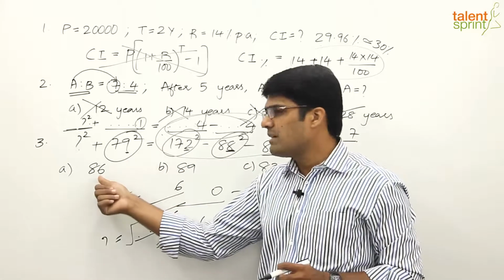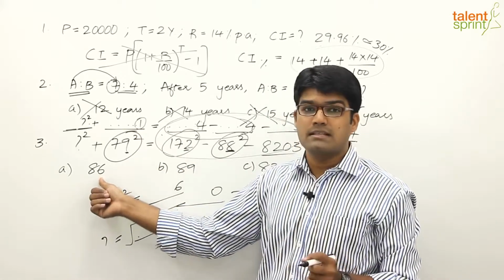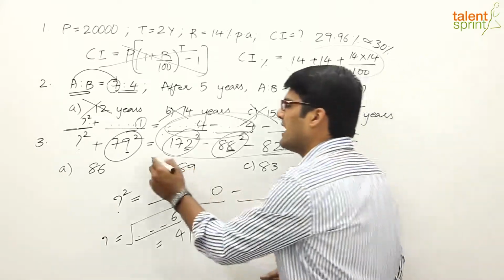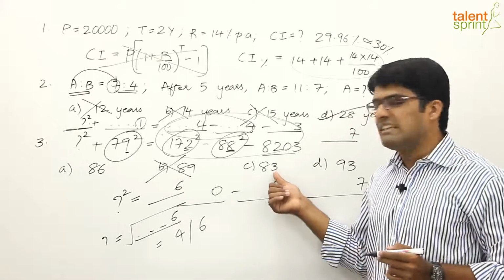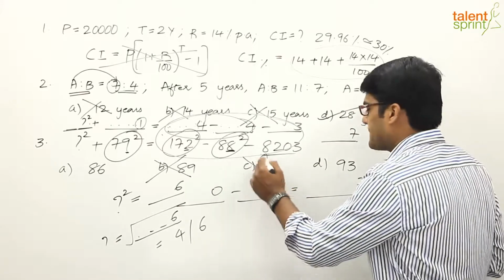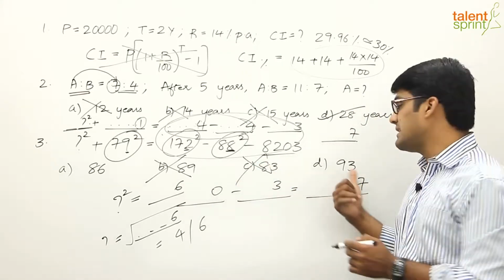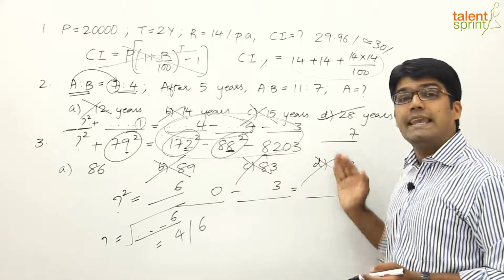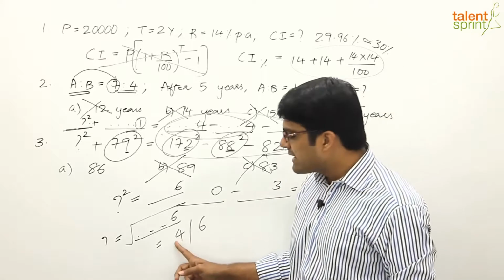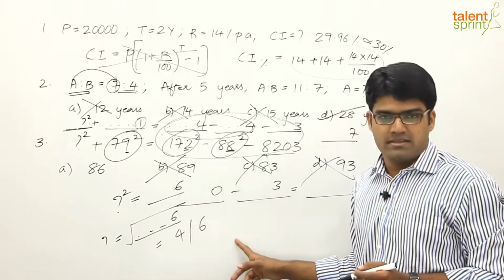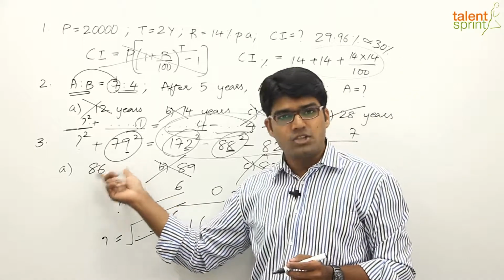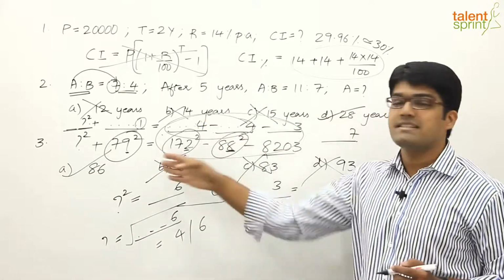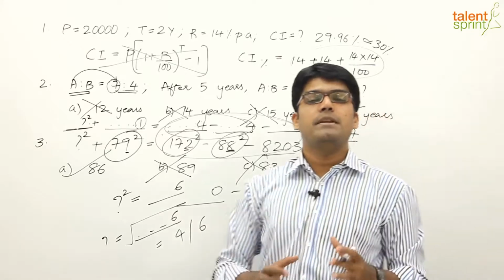Option A, number ends in 6, so maybe the right answer. Look at option B, ends in 9. Can this be the correct answer? No, eliminated. Option C ends in 3, eliminated. Option D also ends in 3, eliminated. So we see that options B, C and D cannot be the correct answers because the correct answer has to end in either 4 or 6. And now that we are left with only one choice, it has to be the correct answer. So the answer for this question is 86, following the elimination method.